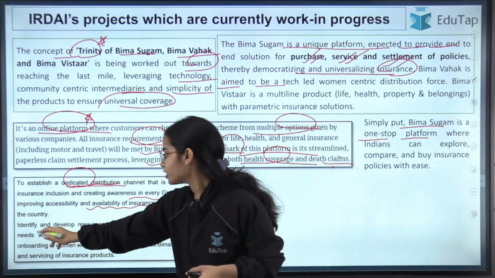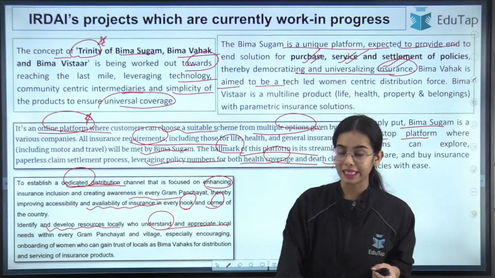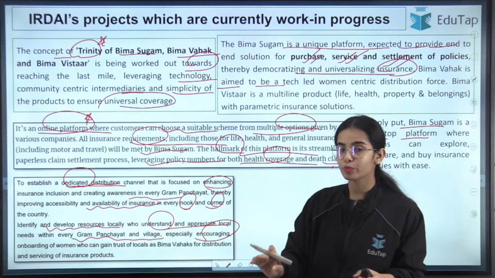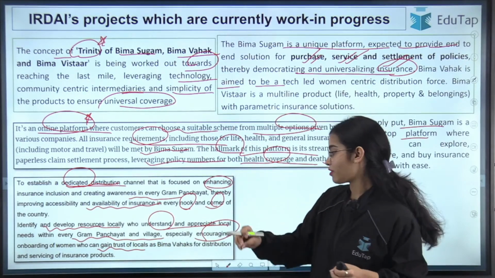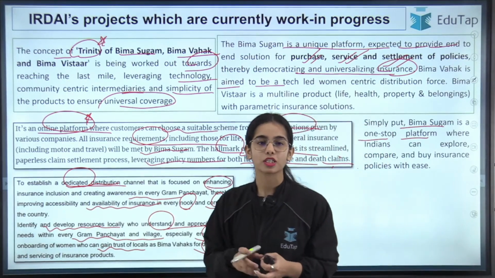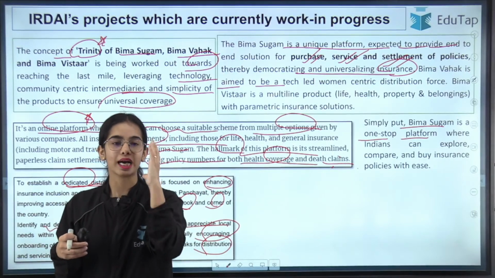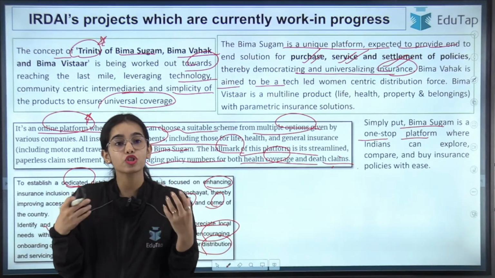Okay, identify and develop resources locally who understand and appreciate the local needs within every gram panchayat and village, especially encouraging onboarding the women who can gain trust of the locals as Bima Vahaks for distribution and servicing of the insurance products. So the main idea behind the Bima Vahak is that we are going to promote the insurance inclusion.